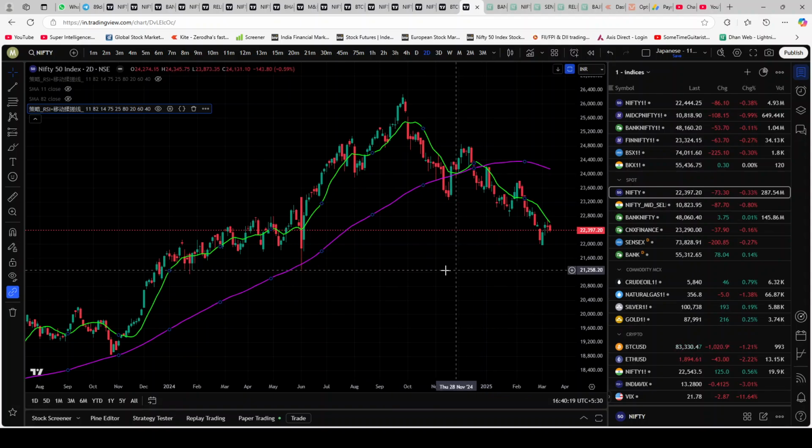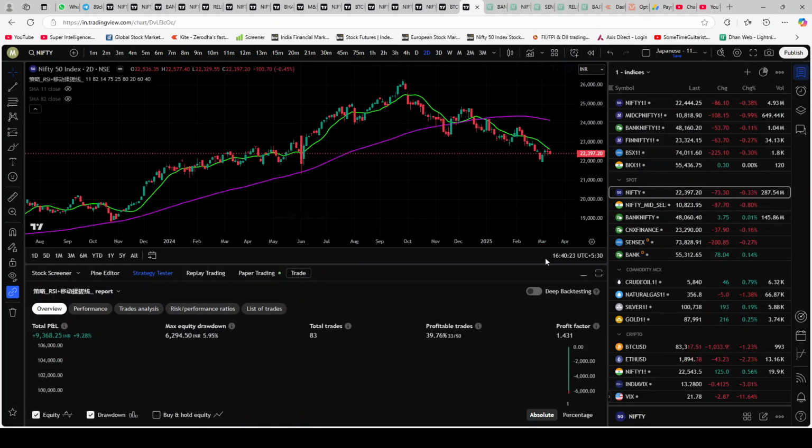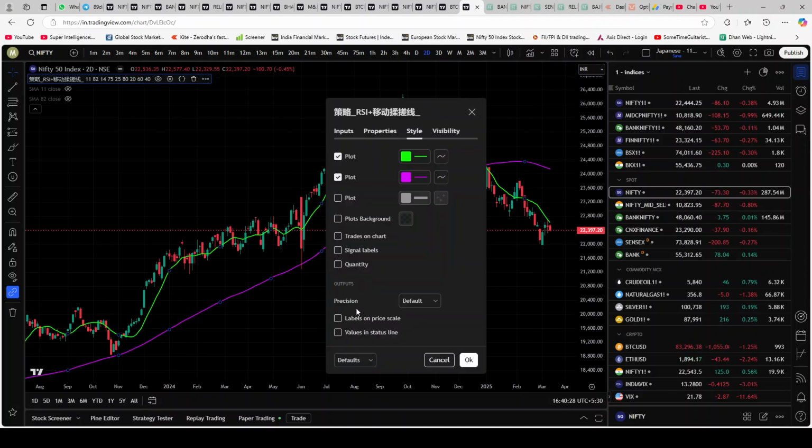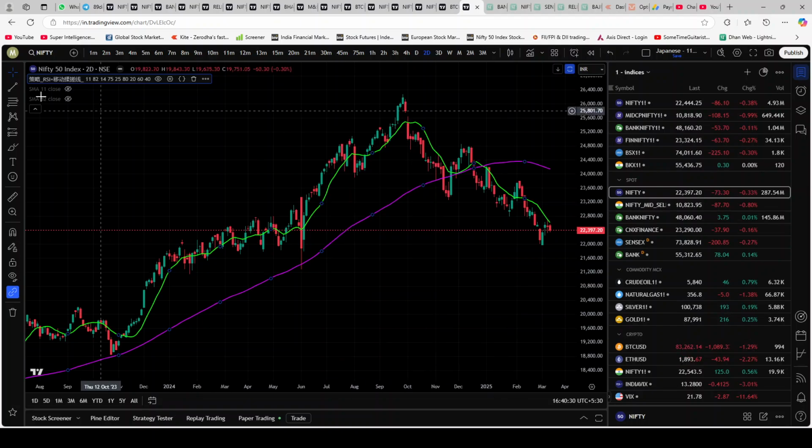So that is exactly what I've done and saved it. So I'll delete the new one that I've made. I'll just enable my old one. So if you can see, it's exactly like we have just made, and I've saved this as default. I've also written over here SMA 11 and SMA 82.